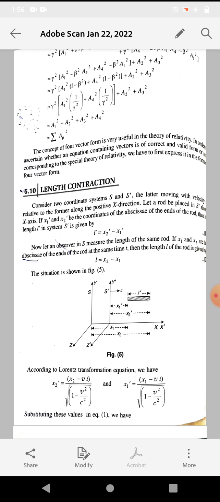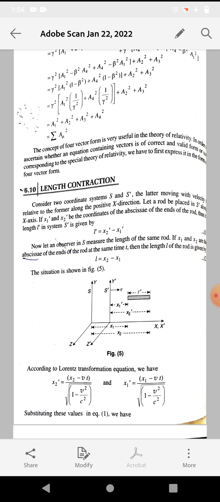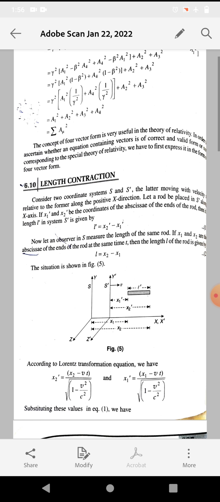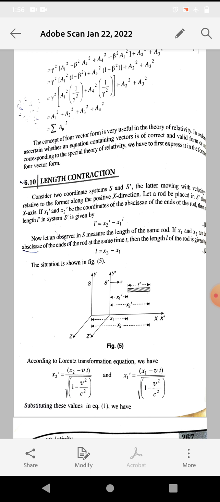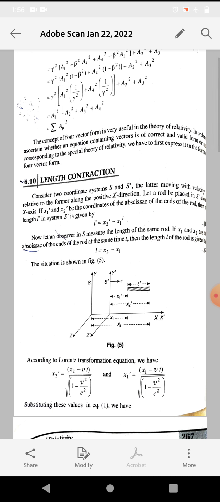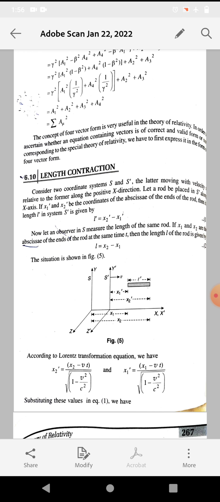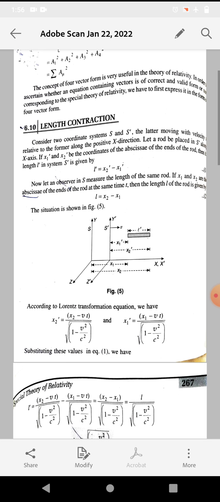Later Lorentz derived the positional coordinates and time coordinates with his own four transformation equations: x dash is equal to x minus vt by under root of 1 minus v square by c square, y dash is equal to y, z dash is equal to z, and t dash is equal to t minus vx by c square by under root of 1 minus v square by c square. These we already know.